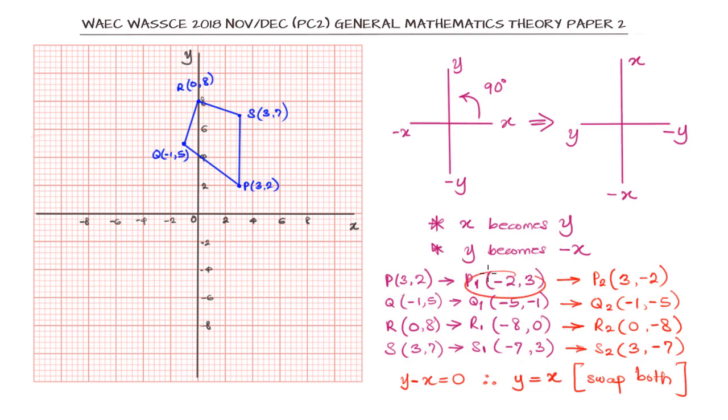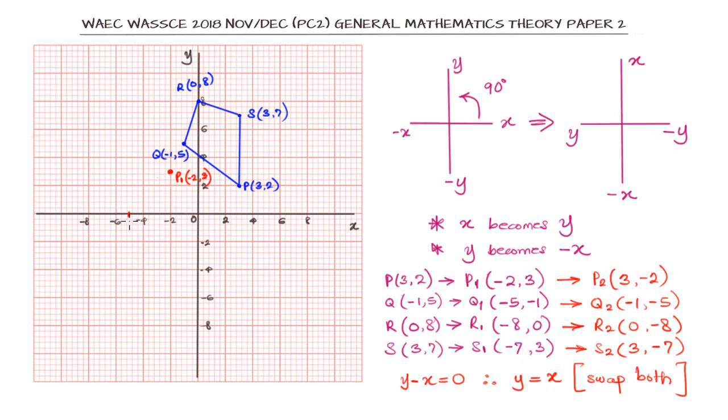P1, Q1, R1, and S1. So I want to use my red ink now. P1 is minus 2, 3. So minus 2 on the x-axis, 3 on the y-axis. So here, minus 2 and 3. So this is the point of intersection. I can trace, but since I know it, I will just plug it in. Minus 2, 3. This is P1 as defined by minus 2, 3.